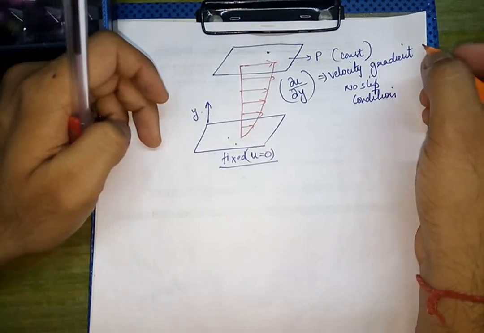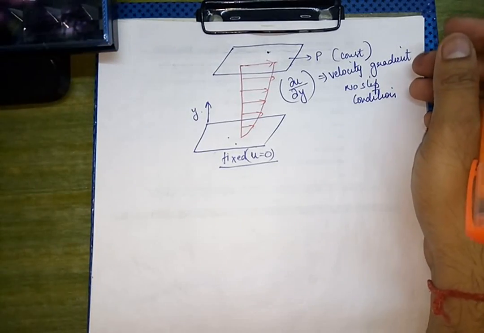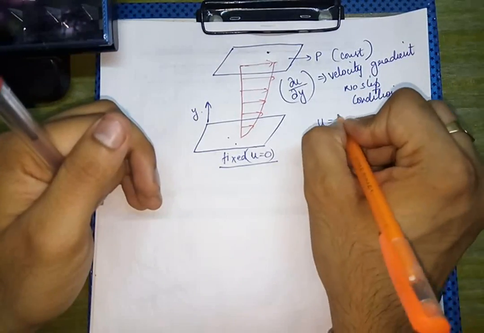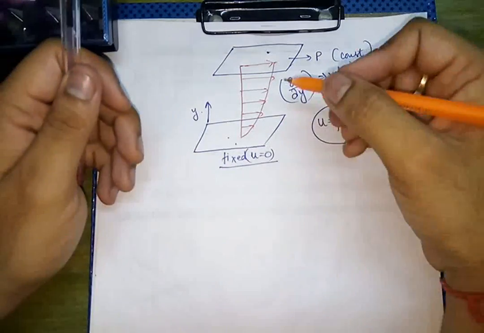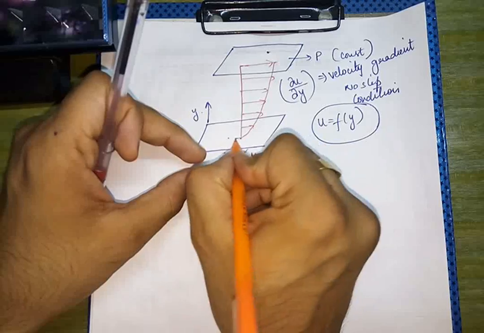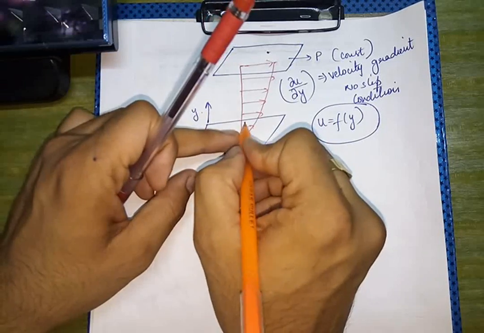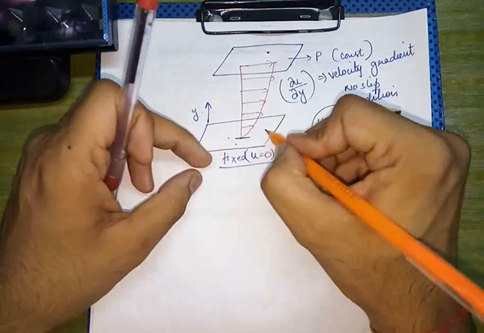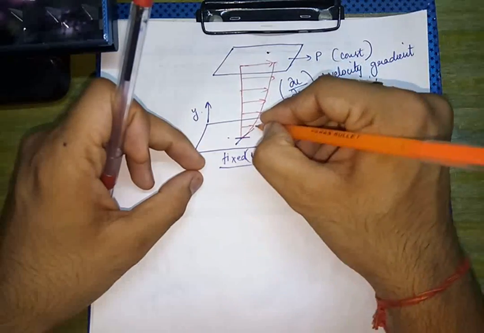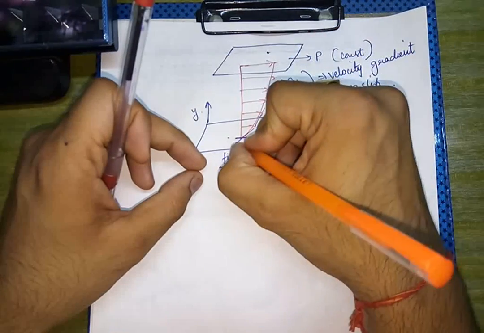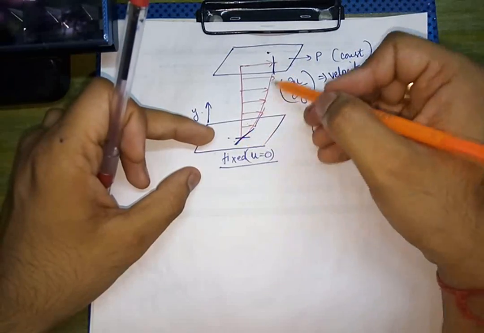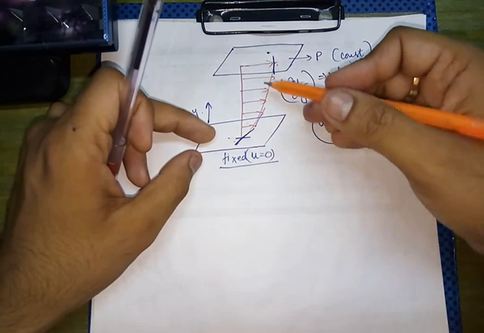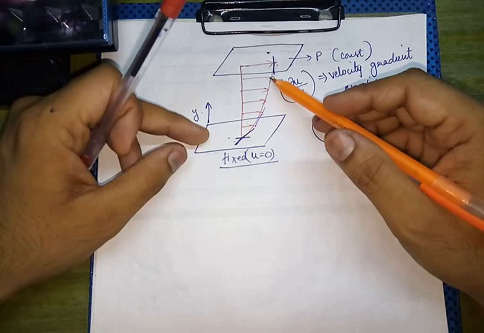This will be the velocity gradient between the two plates, such that velocity will be a function of y. We see that at this point the velocity is 0, and velocity is gradually increasing such that the slope is also increasing. Slope is maximum at this point and becomes 0 at the top. So slope is gradually decreasing as we move upwards, whereas velocity is increasing.